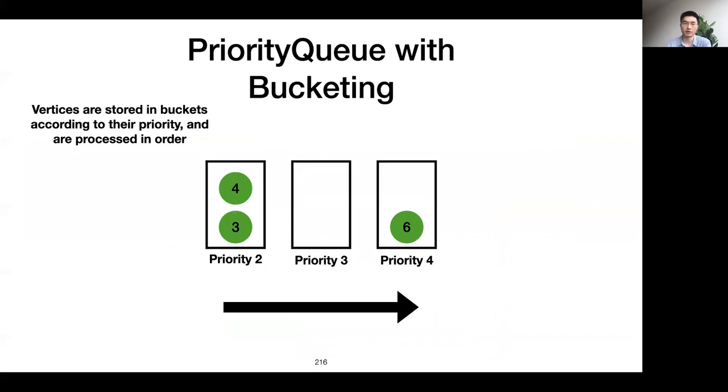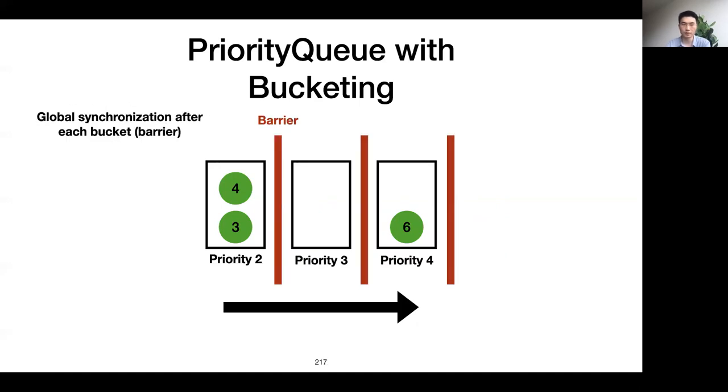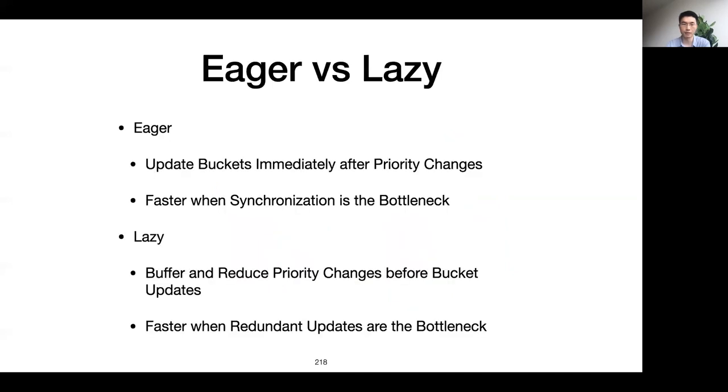Before we get to that, we have to understand a little bit of how the priority queue is implemented under the hood. We're using this idea of bucketing to implement the priority queue, where you have a bunch of buckets, each bucket contains vertices of the same priority, and the buckets are ordered by their priority. We insert a global barrier after each bucket to make sure that no priority inversion happens. In the eager mode, we can update the buckets immediately after priority changes. This is faster when synchronization is the bottleneck. We can also do a lazy approach where we buffer and reduce all the priority changes before bucket updates. This is faster when redundant updates are the bottleneck.